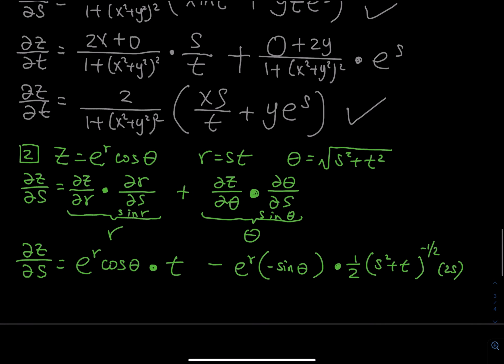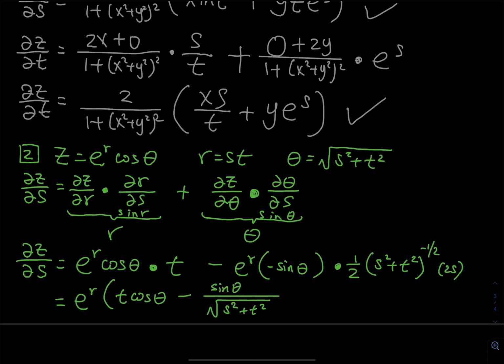Okay, clean that up. This one, I guess we can factor out the e to the r. And then I have a t cosine theta, a minus. The 2s and the 2 cancel, and then the negative 1/2 produces a square root in the denominator, square root of s squared plus t squared. I definitely forgot the square right there, so t squared. And what else? What is on top? The 2's are cancelled. I have a sine on top, so I have sine of theta. What else? e is factored out, and then I have the variable s, this one right here. Okay, so s, and then I think that's it. So that is dz ds.